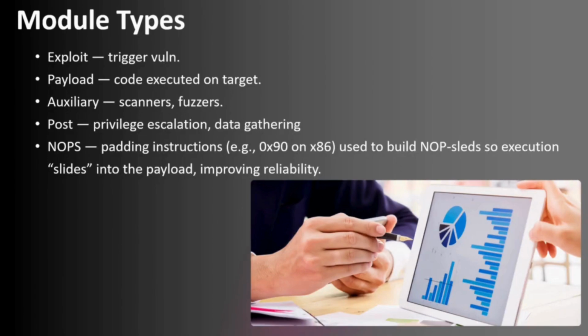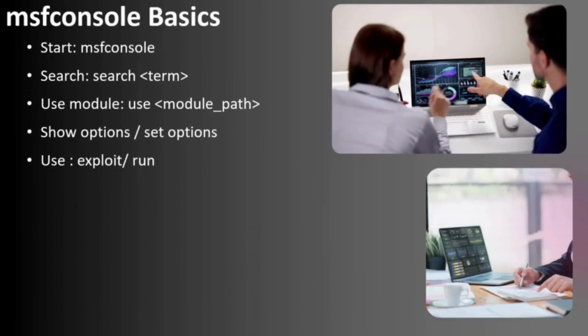After understanding the modules, the next main thing is how we operate within Metasploit. So let's go to msfconsole. In msfconsole, the flow is very simple. Start the console with the msfconsole command, search for a module, use it, check the options, set the parameters, and run the command run or exploit for the exploitation. This is the basic pattern for most operations in Metasploit.